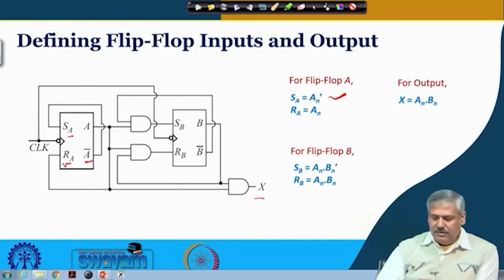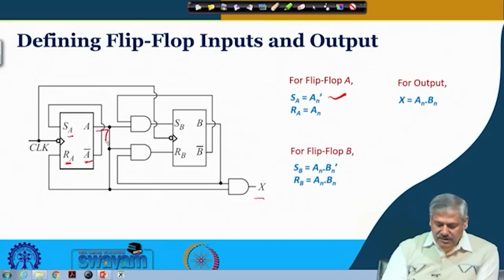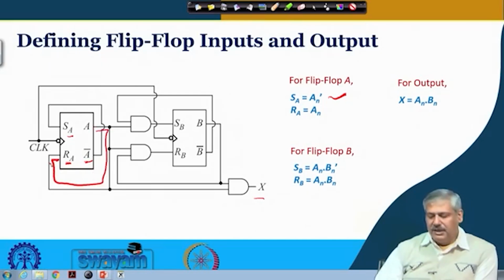So, this is what we have to see, all the inputs, we have to see the logical connection, the logical relation. So, RA you can see it is coming from over here. This is the path it is taking, right. So, RA is AN, this is fine.